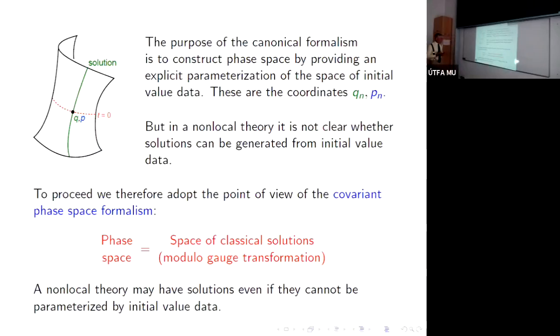So the point is that a non-local theory may have solutions, the field equations may have solutions, even if they're not parameterized by initial value data. So any questions?